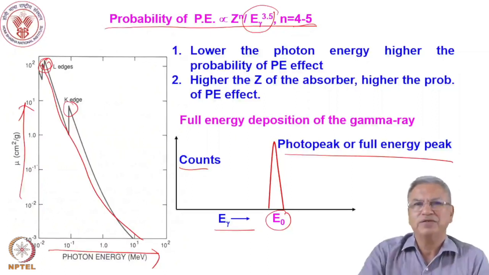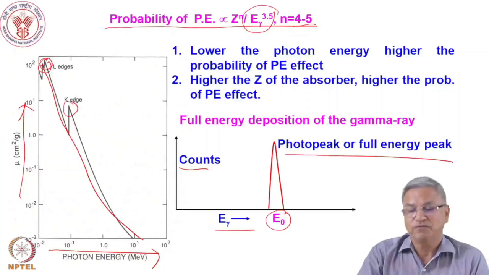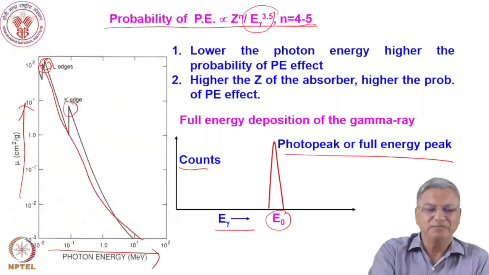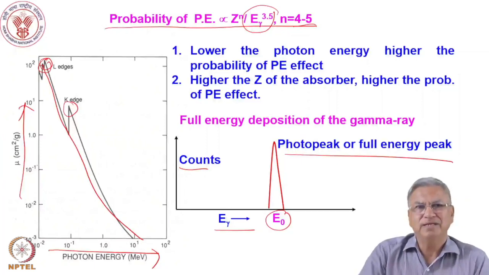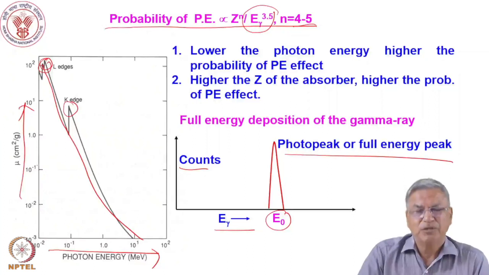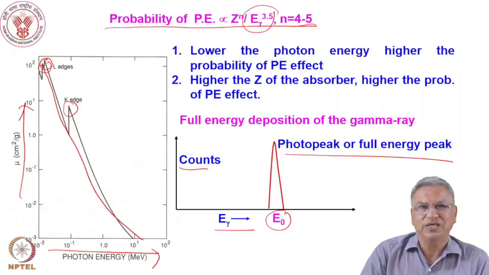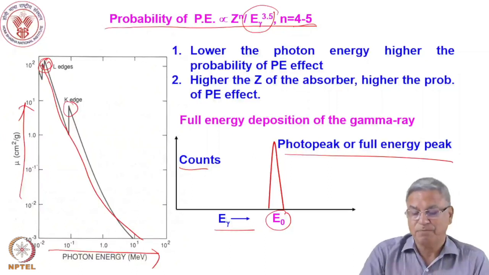There is no other manifestation of the photoelectric effect in the gamma spectrum, except that, suppose the detector is a high Z material, the X-rays are emitted and X-rays might escape the detector. So there will be X-ray escape peaks. Particularly it happens in sodium iodide, which we will discuss in subsequent lectures. Iodine is one of the components of sodium iodide, and the iodine X-ray might escape from the detector system, and so there will be a peak at full energy minus the iodine K X-ray energy, which is called the iodine X-ray escape peak.